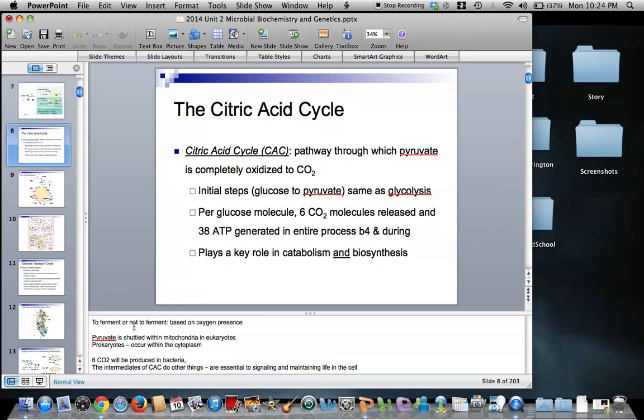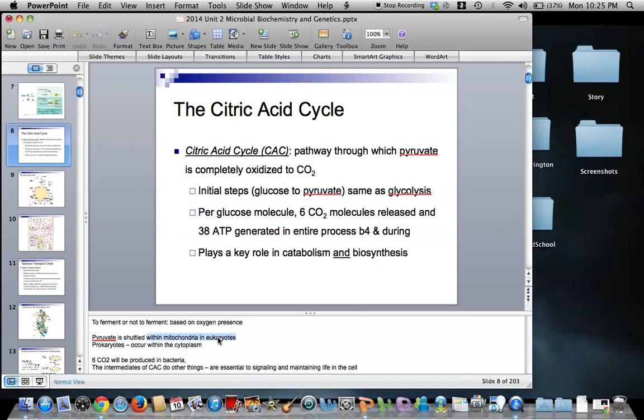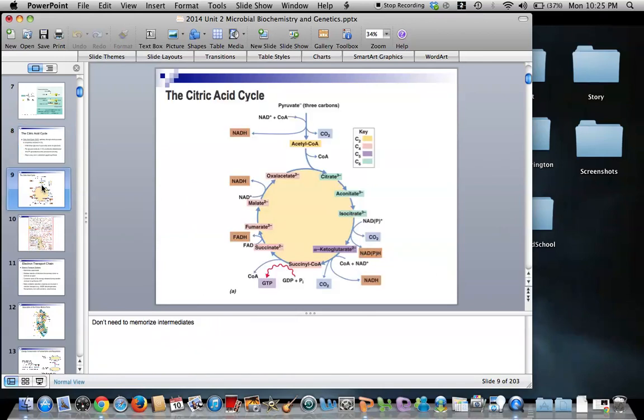To ferment or not to ferment is based on oxygen presence in those that can switch between it. Pyruvate is shuttled within mitochondria in eukaryotes, so the glycolysis happens out in the cytoplasm, and then pyruvate moves into the actual mitochondria. In prokaryotes, this all occurs within the cytoplasm because they don't have organelles. And 6 CO2 is also produced in bacteria. And intermediates, of course, do other signaling things.